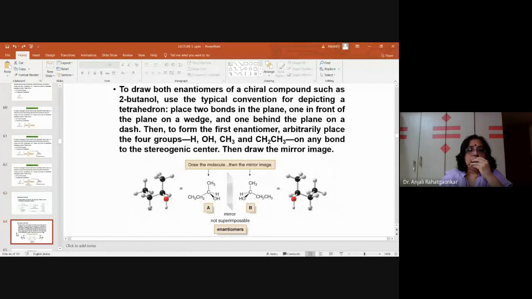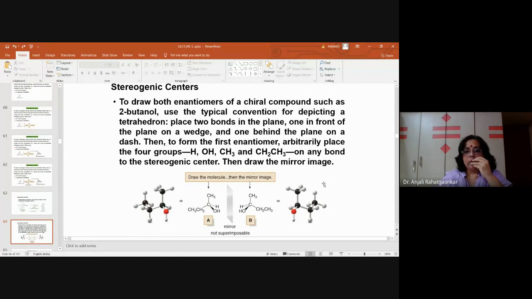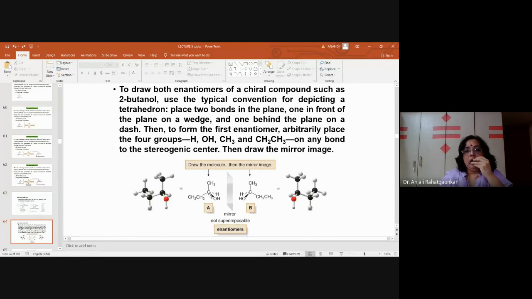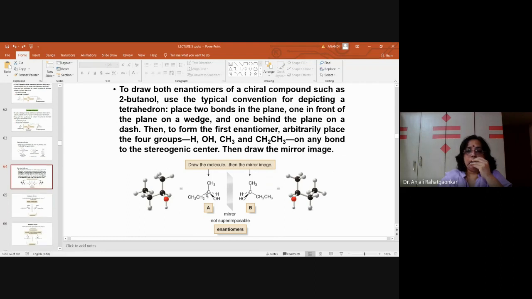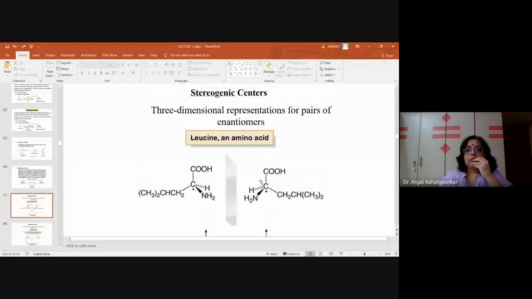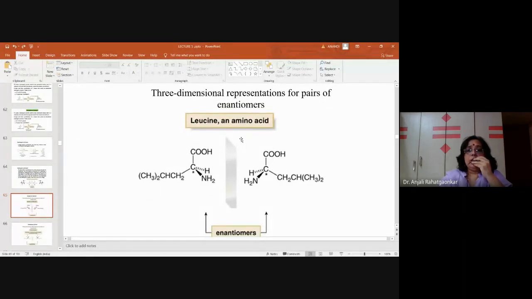Now moving to the next, again stereogenic center. I have explained this slide well to you. This is 2-hydroxybutanol. I explained this in the earlier slide. You know there should be a stereogenic center here; there are 2 stereogenic centers. Now again, stereogenic centers in 3 dimensions. So again, this is the amino acid leucine.